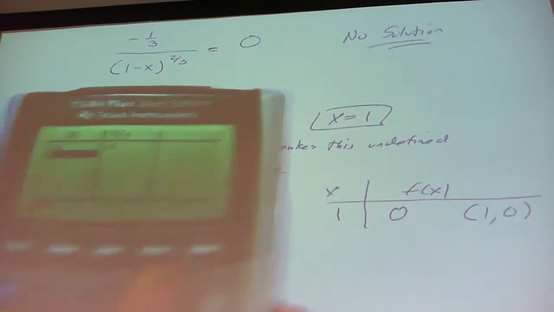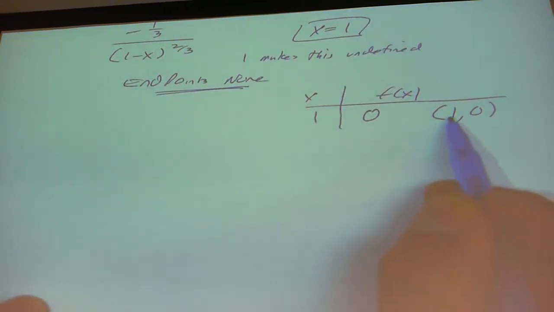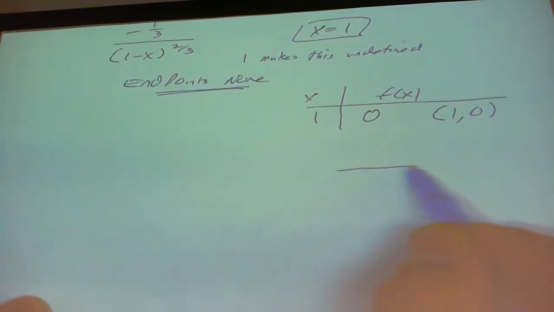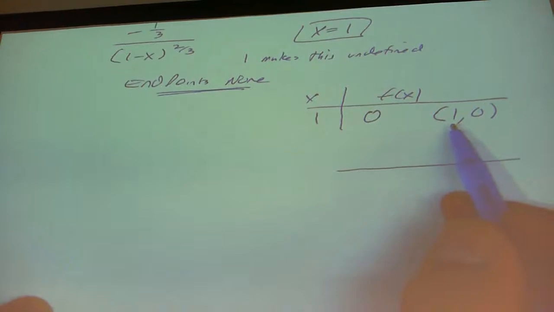Okay? Now, some of you are still stuck on the graphing part. I need to see 1, 0. So what would be a good x-axis to see 1, 0? I need a window to see it first.